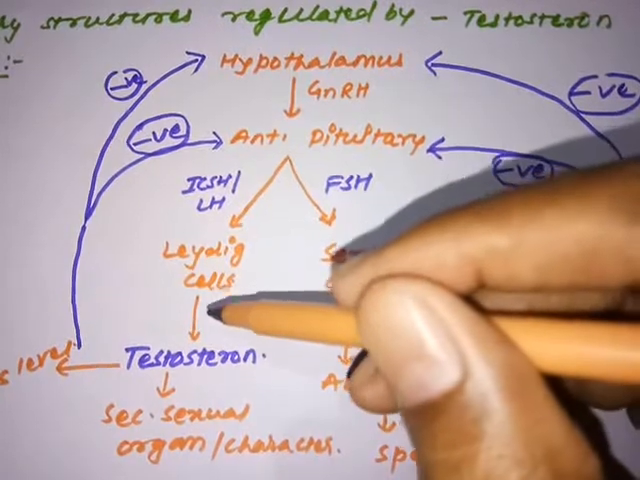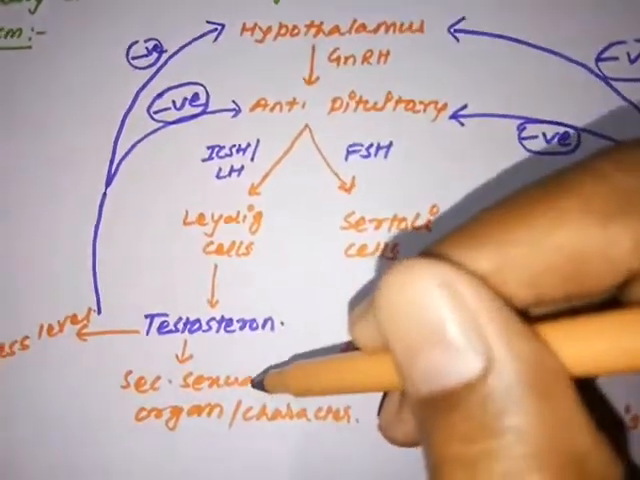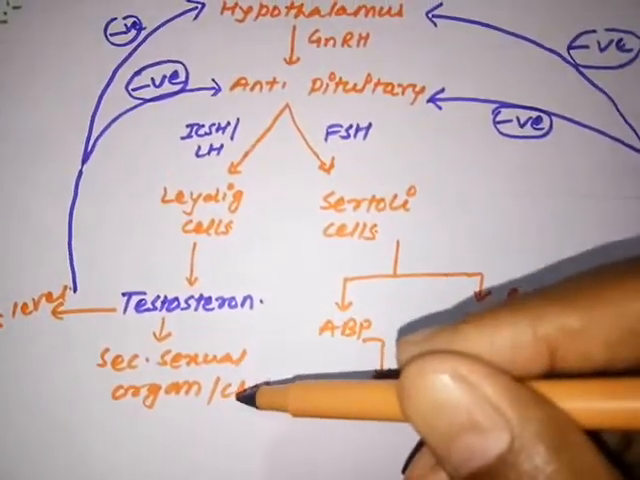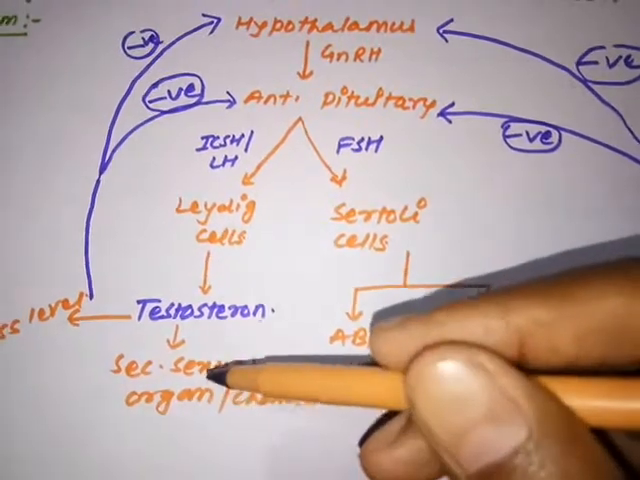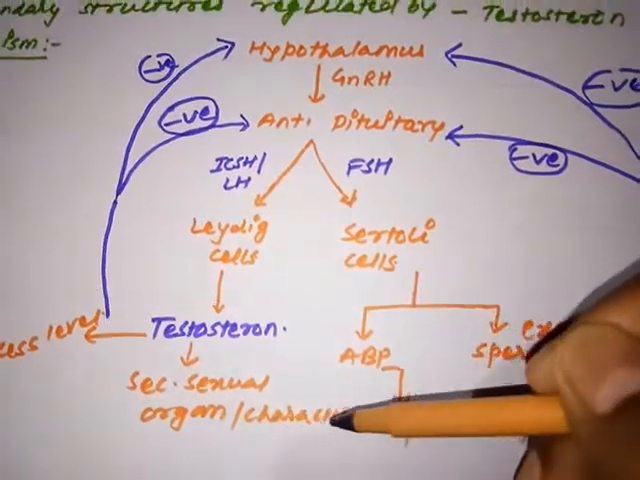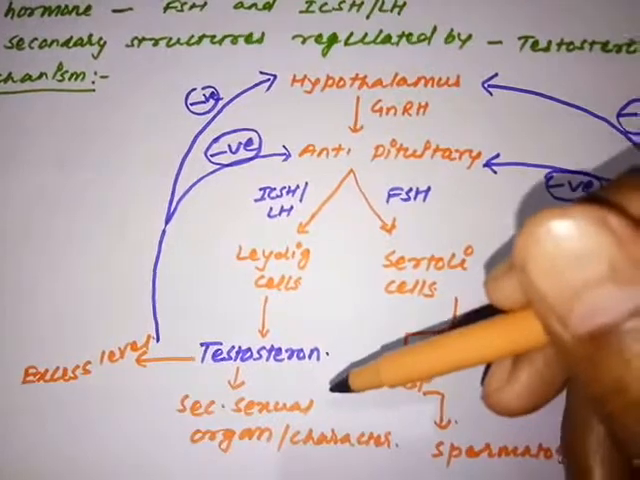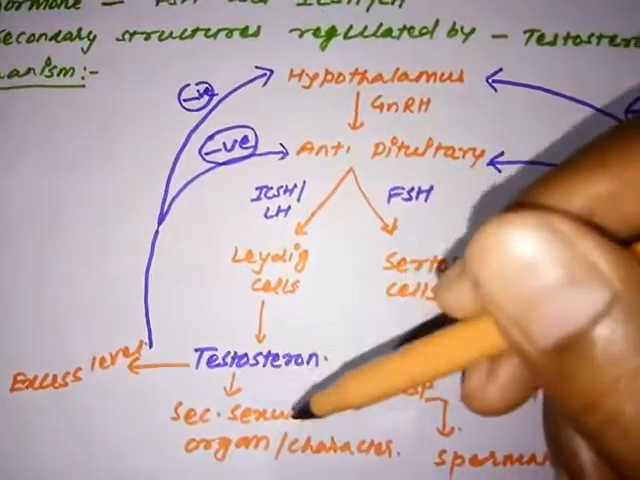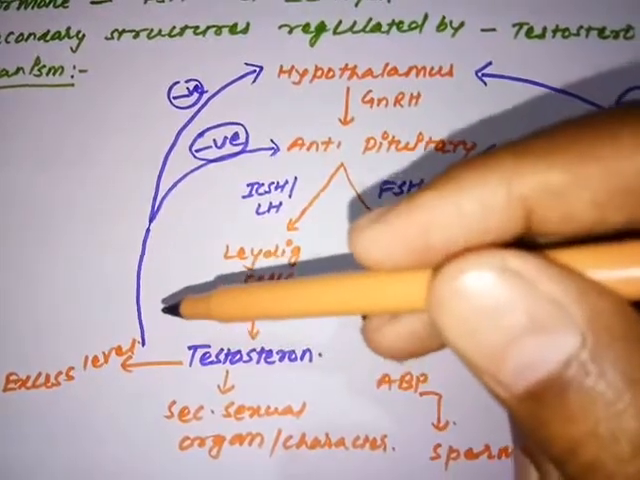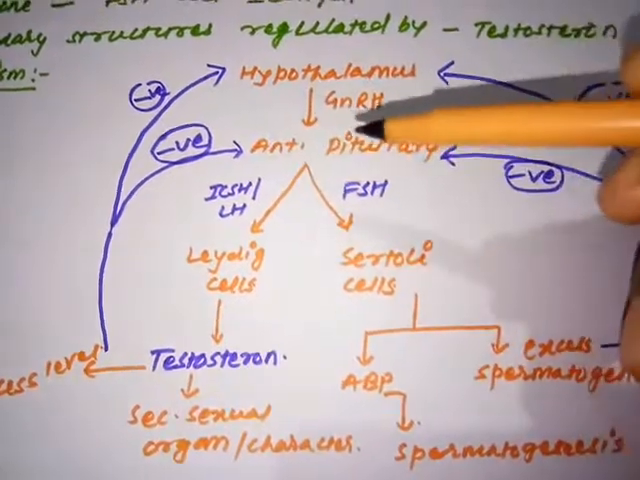So under the influence of ICSH, the Leydig cell will start releasing testosterone, and you know very well that testosterone is known to develop the secondary sexual organs as well as the secondary sexual characters. What is the function of testosterone? The development of secondary sexual organs along with the development of secondary sexual characters. When an extreme level of testosterone is achieved, the excess testosterone itself again hits back the hypothalamus or the anterior lobe of the pituitary.